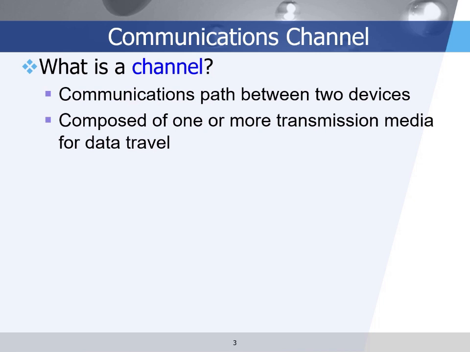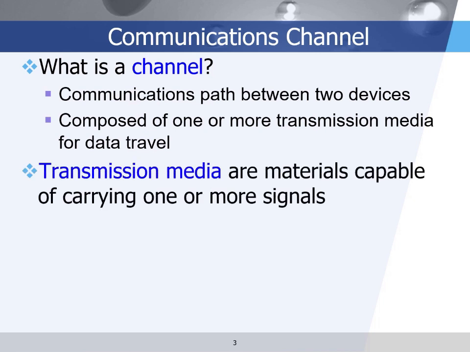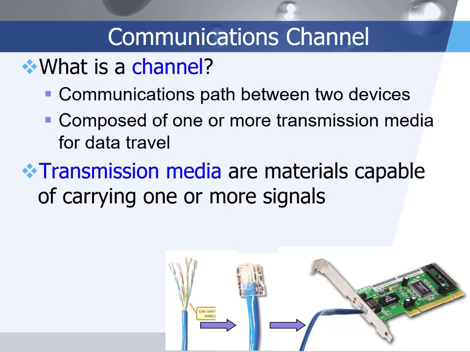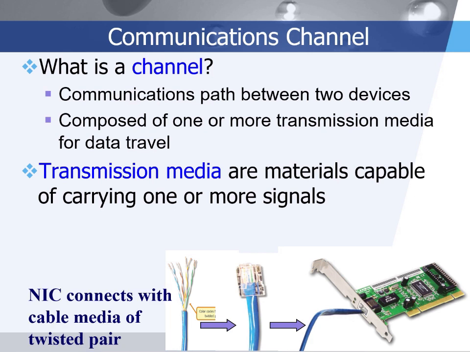It's composed of one or more transmission media for data travel. Transmission media are the materials capable of carrying one or more signals, for example, the network cable. We could use the network cable to connect the network card. So the network card connects with cable media of twisted pair.